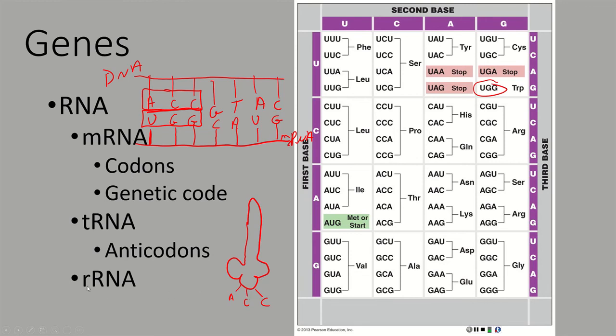And the final type that we will discuss is rRNA, or ribosomal RNA. rRNA paired with certain proteins, well, that's what ribosomes are made from. Ribosomes are made from rRNA and certain proteins. And what did ribosomes do? Ribosomes built protein.